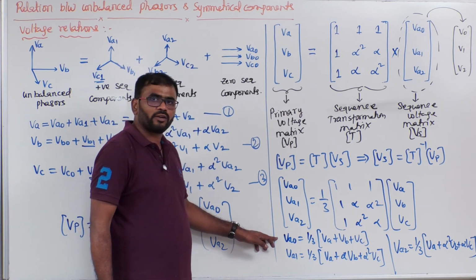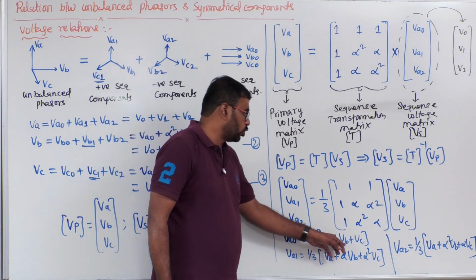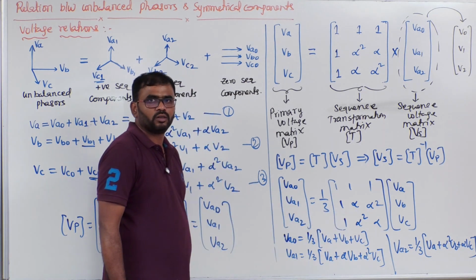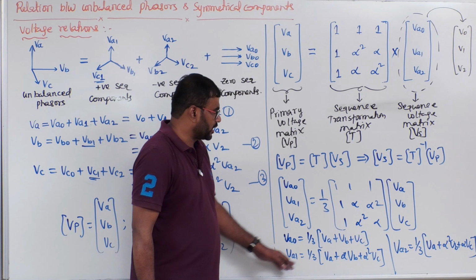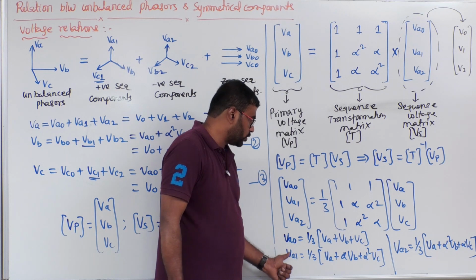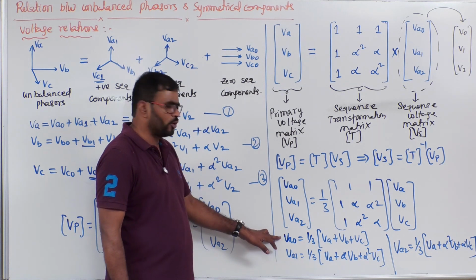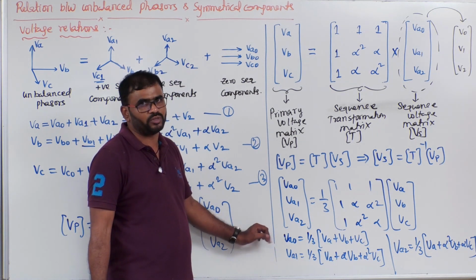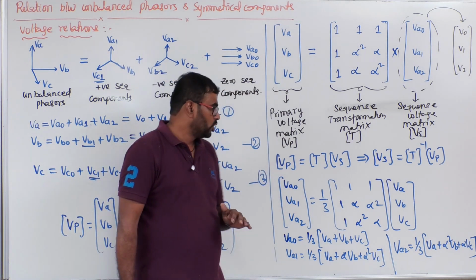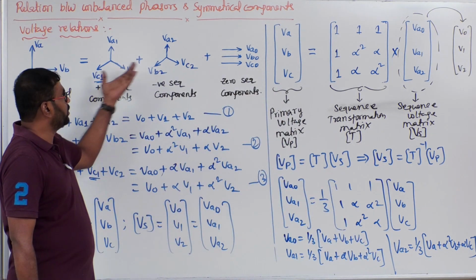That means VA0 is written in terms of unbalanced phasors. In the problem, unbalanced voltage phasors are given. He is asking to calculate VA0, VA1 and VA2. Clear? So using these 3 equations we can calculate that. These are the symmetrical components: VA0, VA1 and VA2. Once I know VA0, I can calculate back VB0 and VC0. Once I know VA1, I can calculate back VB1 and VC1. Once I know VA2, I can calculate VB2 and VC2 using these simple relations.